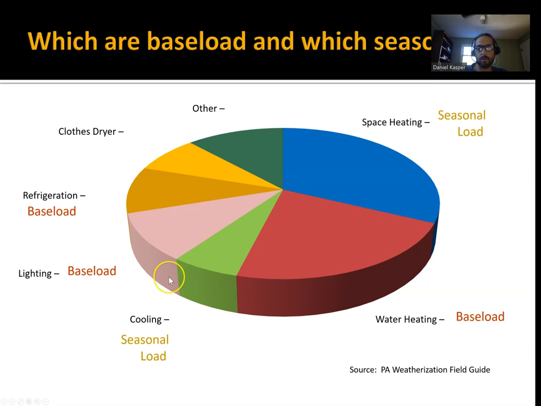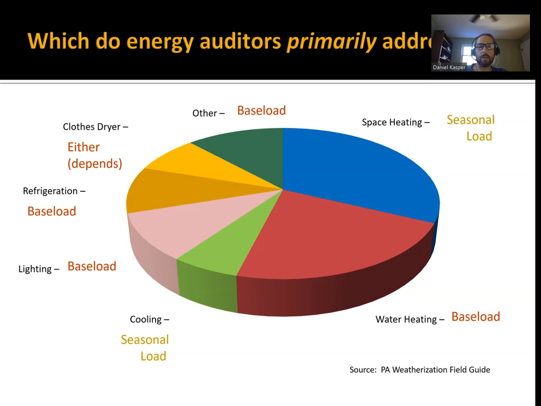Refrigeration, right? We always have refrigeration, so that's base load. Clothes dryer. For most people, this is a base load. But if you dry your clothes on a clothesline, then that could be considered a seasonal load if you just don't use the clothes dryer in the summer. And then the other stuff is generally a base load. This is like your TV and your microwave and oven, whatever. So the appliances that you use year round. Okay. So hopefully that gives you a sense of seasonal load versus base load.